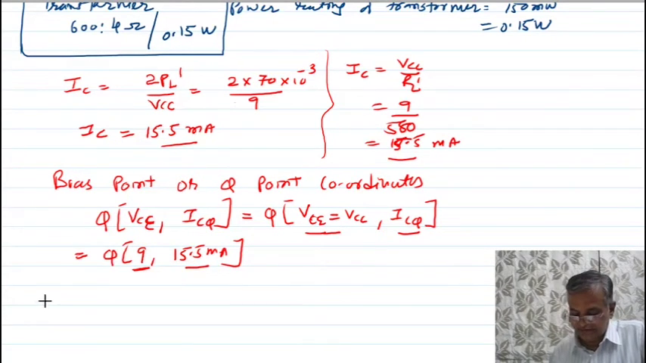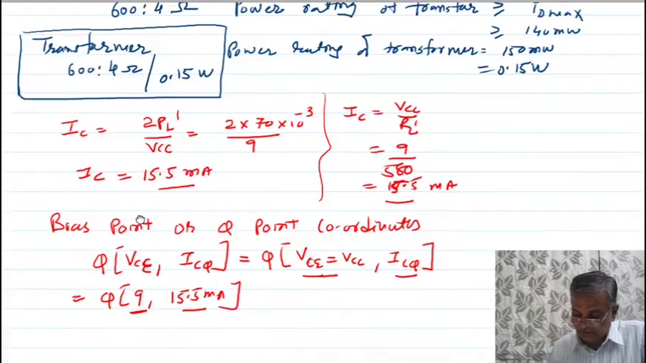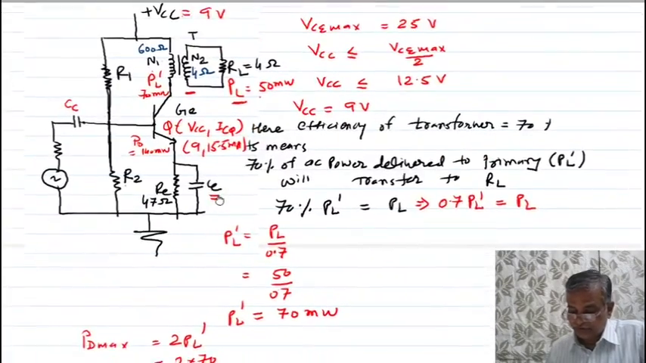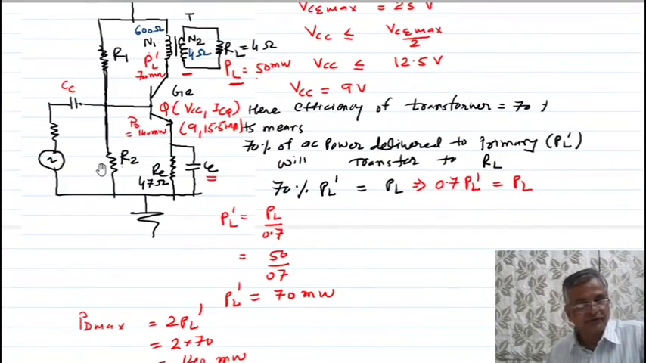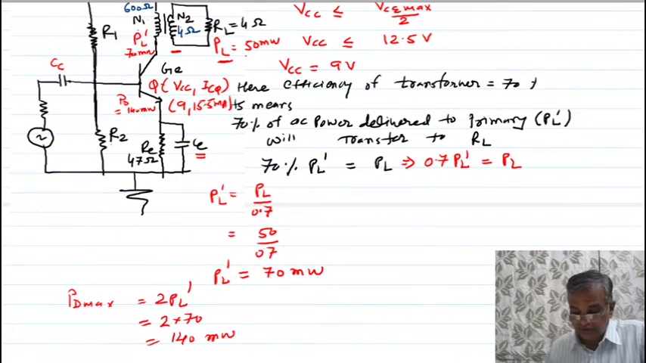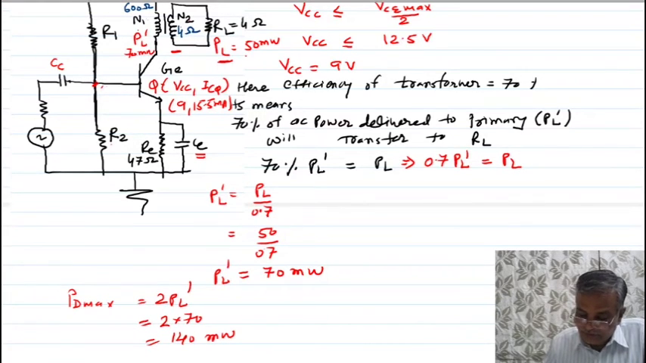This is a coordinate. Now I have to calculate the value of R1, R2. So you can see here. What is the voltage across this? Voltage across this, look here, is your VR2. So that voltage is VBE plus VRE, this voltage.